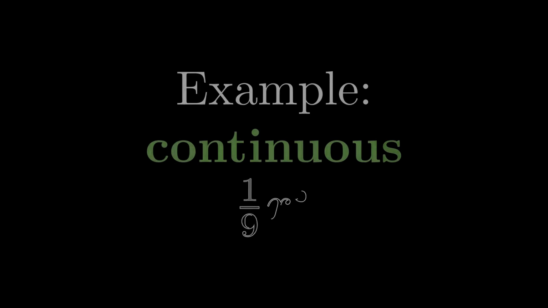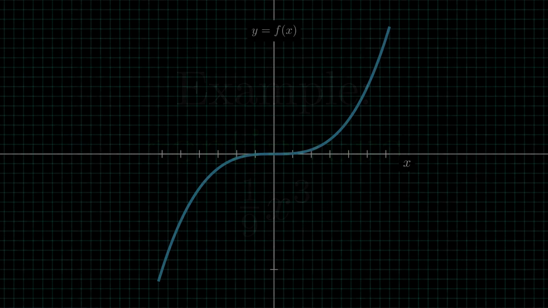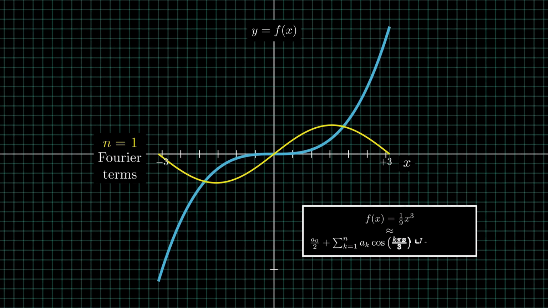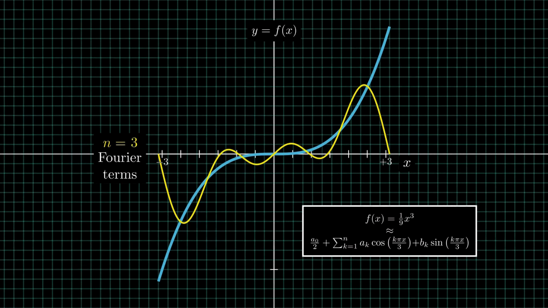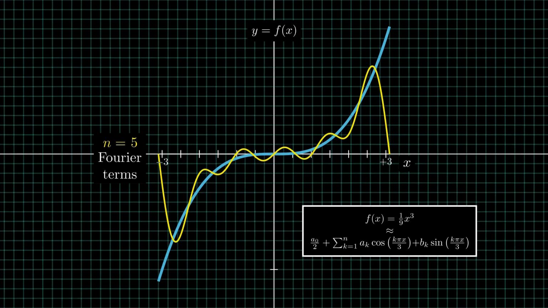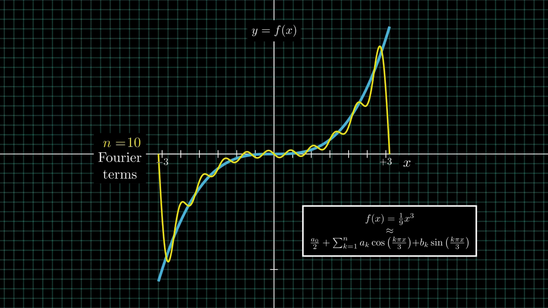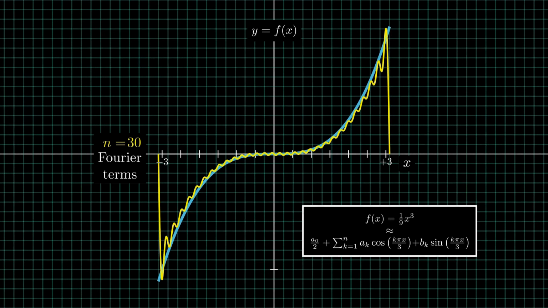Let us see examples of Fourier series convergence. This is the continuous one. You can see as the number of Fourier terms increase, the series converge to the function at the open interval from -3 to 3. You can see at the boundaries they do not guarantee convergence.